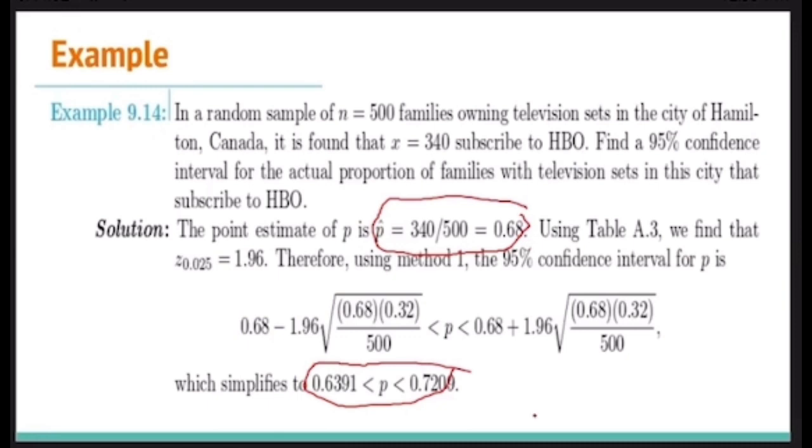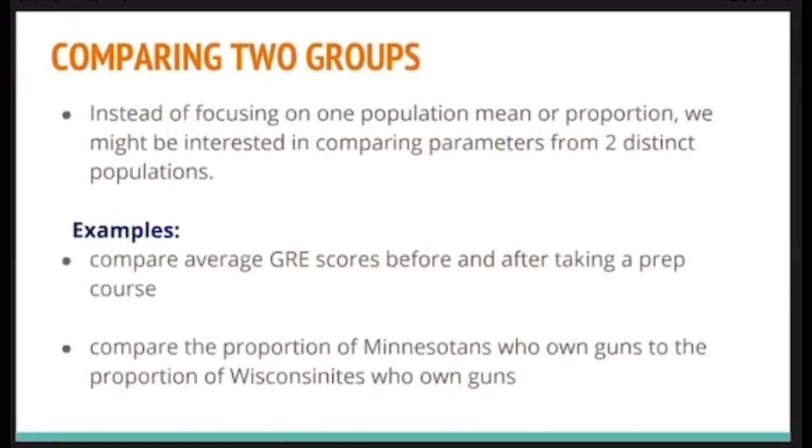Okay, what about proportion for two groups? We want to use the idea now to go to the proportion for two groups. Of course, I've already walked you through difference of means for two groups, comparing average GRE score before and after taking a prep course. We've done all of that. But look at this. Compare the proportion of Minnesotans who own guns to the proportion of Wisconsinites who own guns. If you take a look, these are proportions. These are differences of proportions.